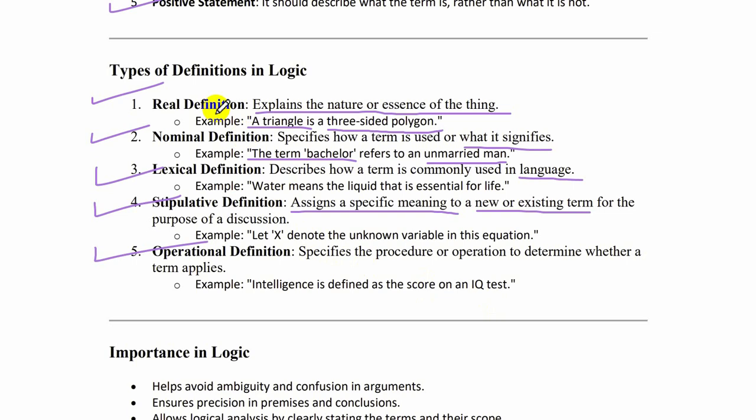So, just to recap, five types of definitions in logic are real definition, explaining the nature; nominal definition, explaining what that term signifies; lexical, which is how that term is used in a language; stipulative, which assigns a specific meaning to a new or existing term; and operational definition, which specifies the procedure or the operation to determine whether a term applies.